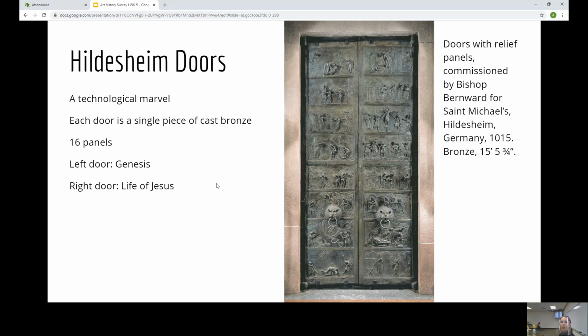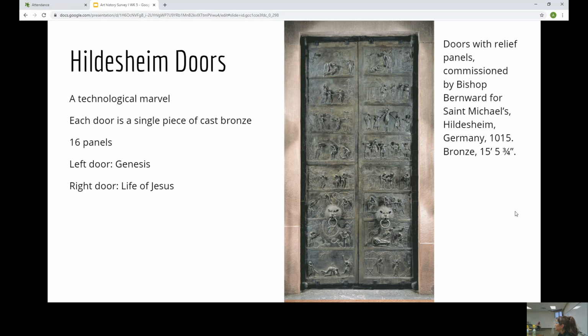We don't know who did it. It was commissioned by Bishop Bernward, in case you care. You don't need to know who commissioned them. There's a lot of bishops that are commissioning a lot of different things in this time period to show off their wealth. But interesting doors, not the only doors that we're going to come across, which is why I spent so much time talking about them.